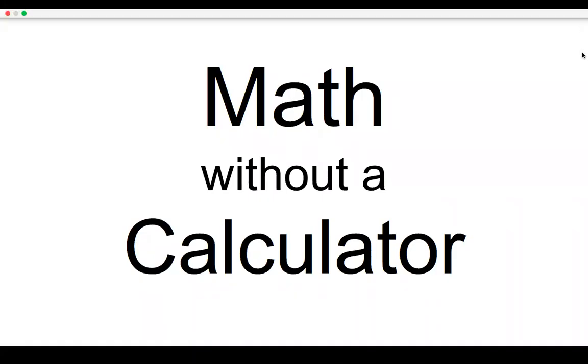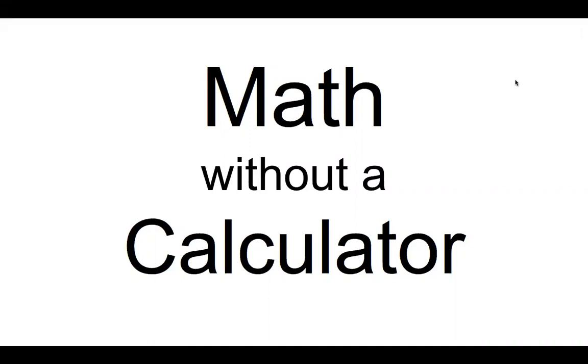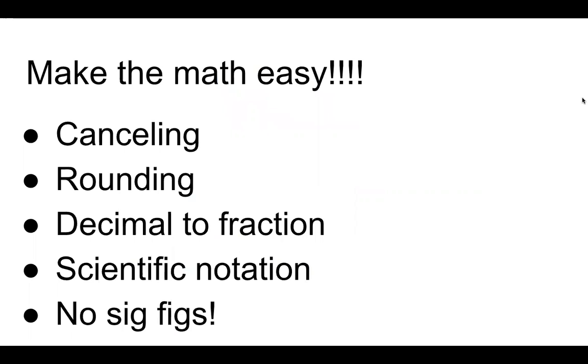This lesson is on math without a calculator, and specifically, this is for the multiple choice section of the AP Chemistry exam. There are no calculators allowed for the multiple choice section, and they do have problems that involve math. So this is just going to be some tips and tricks for how you can go about doing those problems. What we want to do is make the math easy, and there are different techniques for doing that.